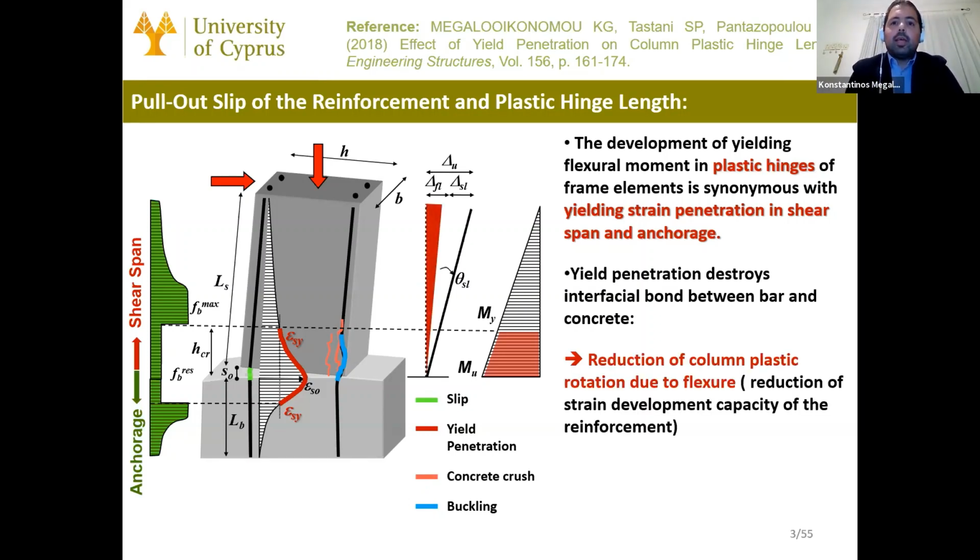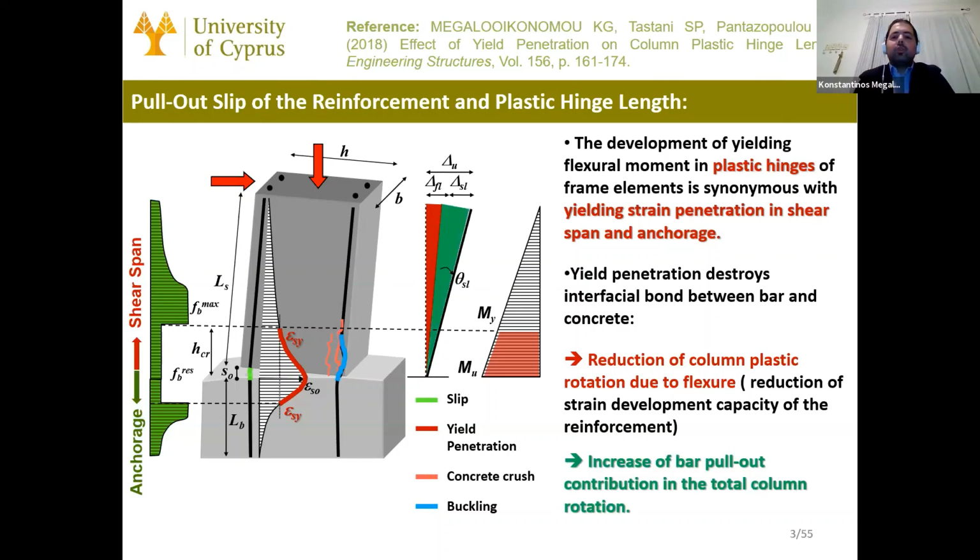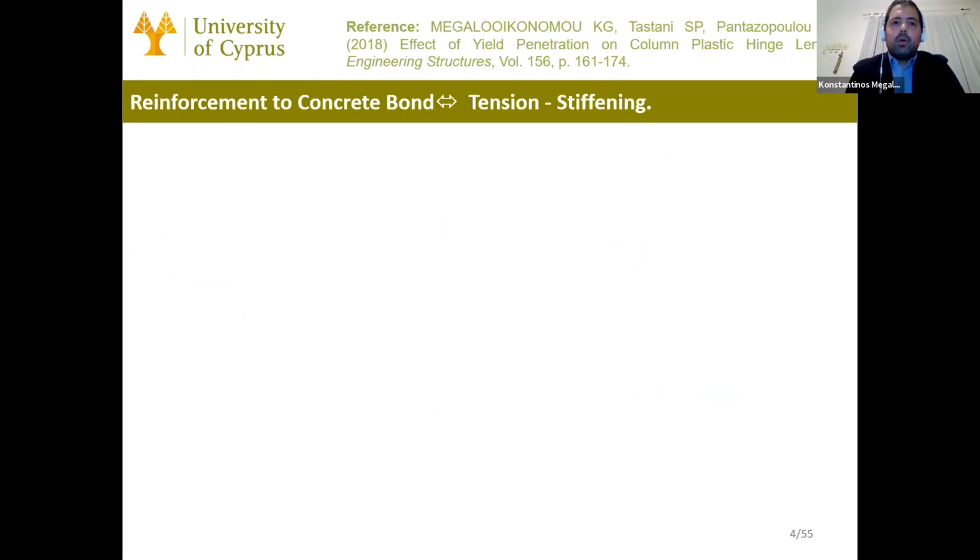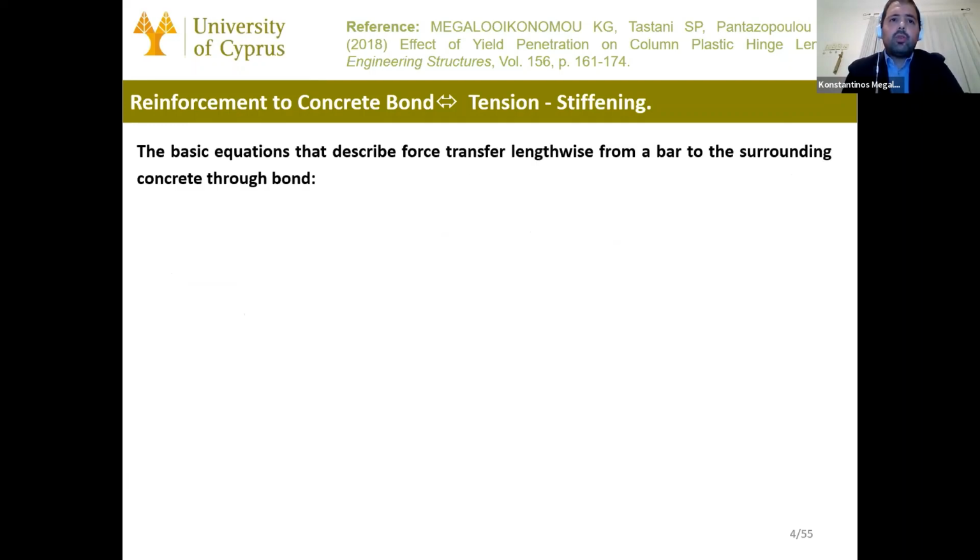So yield penetration, as I said, destroys the bond between bar and concrete, and it causes a reduction of column plastic rotation due to flexure, a reduction of strain development capacity of the reinforcement, and an increase of bar pull-out contribution in the total column rotation. Now, how can we compute this yield penetration length and how can we define the pull-out slip of the reinforcement from the support? We use the basic equation that describes force transfer lengthwise from a bar to the surrounding concrete.